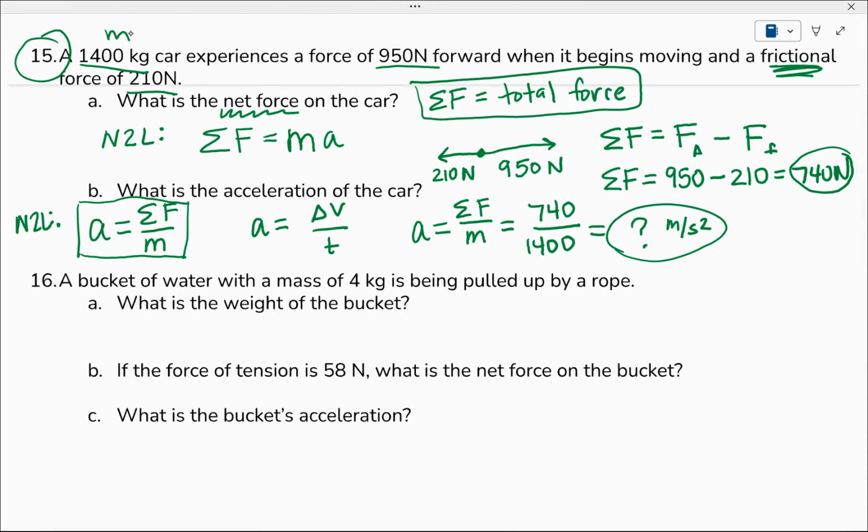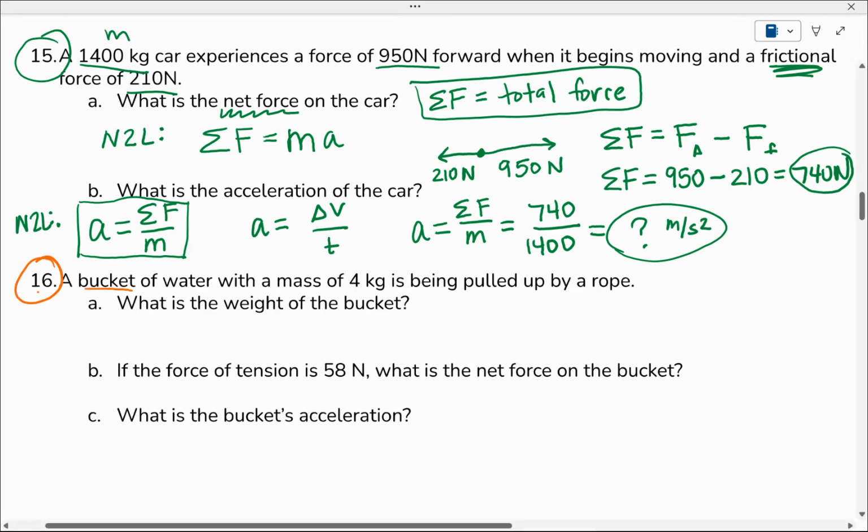All right, next I'll show you how to answer number 16. This is very similar to a question that you saw on the quiz. A bucket of water has a mass of 4 kilograms and is being pulled up by a rope. So that's got to be a tension force.